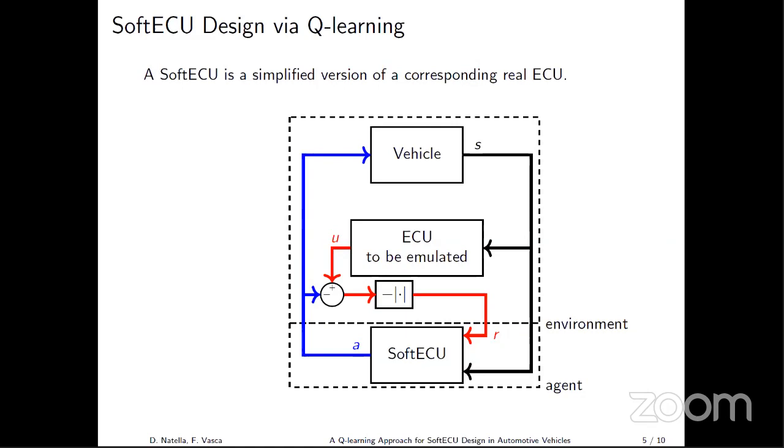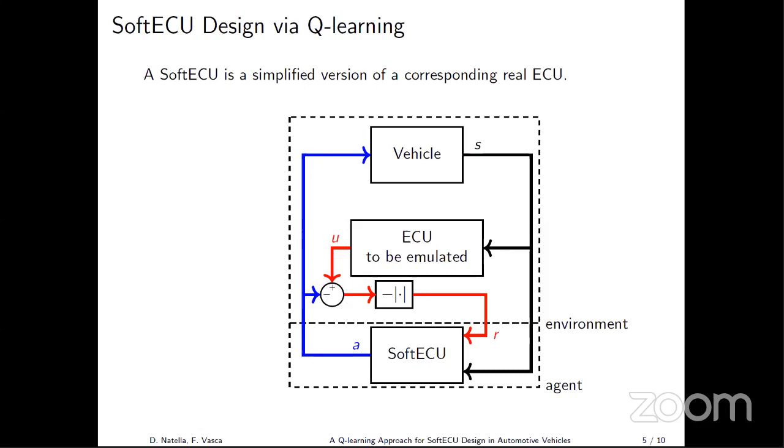A soft ECU, as already mentioned, is a simplified version of the corresponding real ECU, and the simpler code of the soft ECU must emulate the supervisory and control algorithms implemented in the real ECU physically installed in the vehicle. Obviously, you have to respect a satisfactory level of accuracy. The goal of this simplification is to reduce the computational load of a hardware-in-the-loop environment.